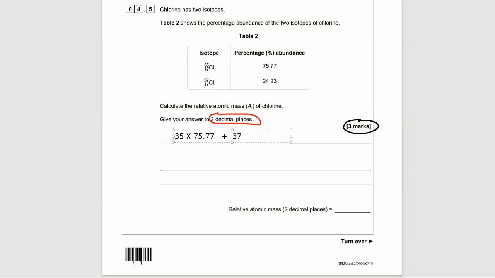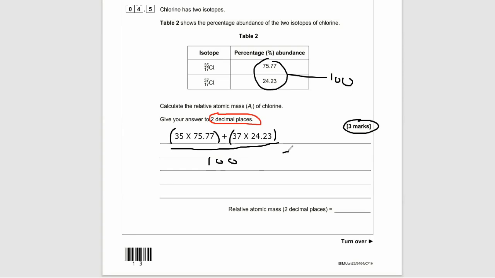So you do 35 times 75.77. Then you do 37 for chlorine 37's mass times 24.23, which is abundance. Make sure you put brackets, otherwise this will come out wrong in your calculator. And divide by the total abundance, which normally is 100%. And you should be getting a number between 35 and 37. If you get a number over 37 or below 35, you've definitely gone pear-shaped. So this will get us 2 of the marks when we come up with the answer.